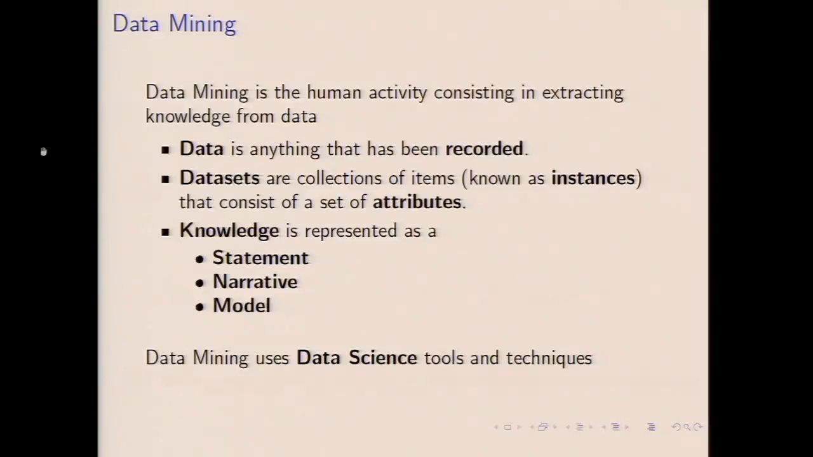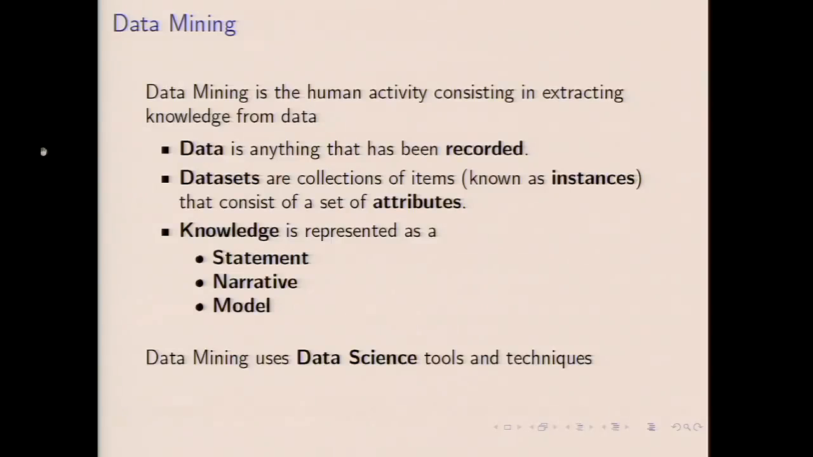Data is anything that can be, or that has been, recorded. Okay? Anything. 30 years ago, we would talk about analog and digital recording media, right? But nowadays, everything is going to be digital, right? But in principle, data is anything that has been recorded. And you will see that very often we don't talk about data, we talk about data sets, right? Which is, let's say, a subset of all the data that we can gain access to, right? When we talk about a data set, we talk about a collection of items, which we call instances. And each one of those items has a number of attributes.